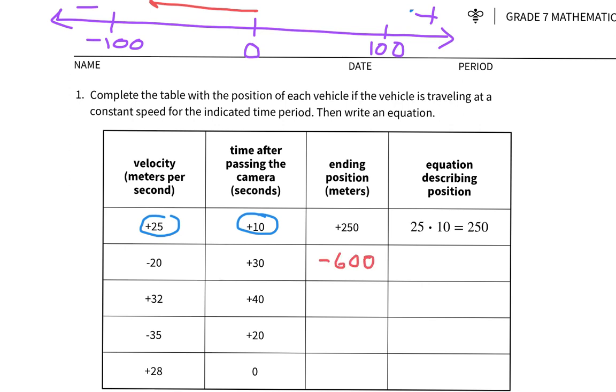Now that 600 is not a negative distance, it's its position relative to where the camera sits. The camera sits right at 0. So when we say its position is -600, we know that's 600 meters to the west of where the camera is. And its equation, we would do -20 times 30 equals -600. Okay, so fill out the rest of this for me.